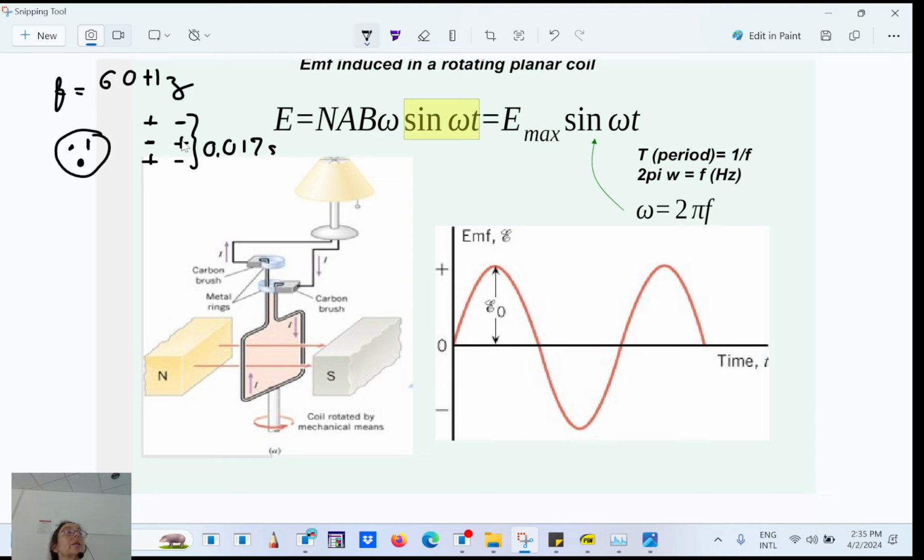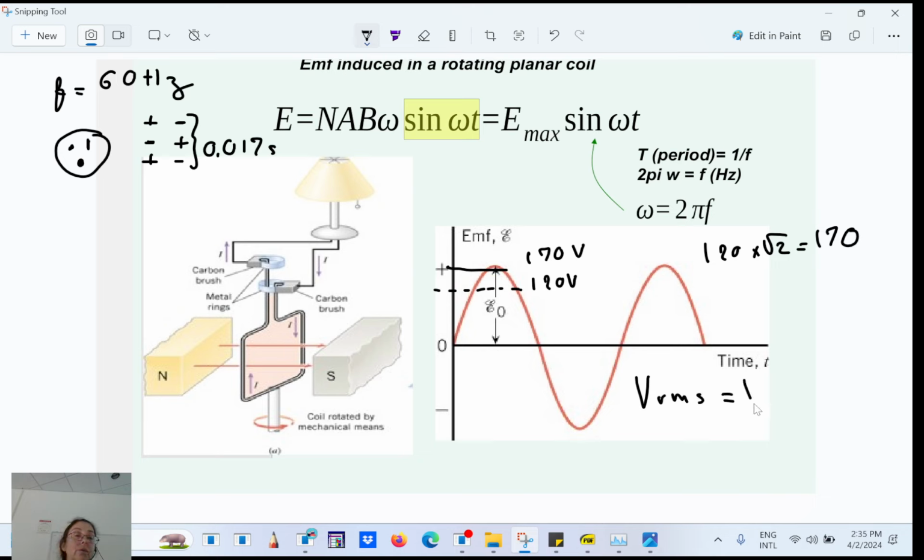Is that clear? So what's the peak voltage that we have here? It's going to be 170 volts. But the RMS, remember, is going to be 120 volts. 120 volts, 170 volts. And you remember how you go from one to the other? You multiply by the square root of 2, about. So V RMS equals V peak over square root of 2. Is that clear?